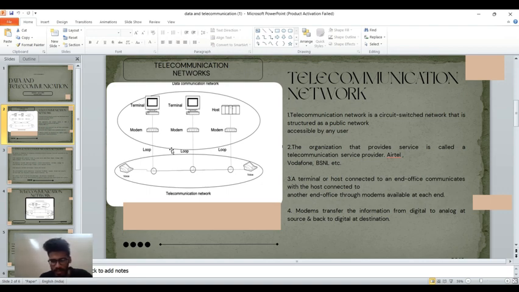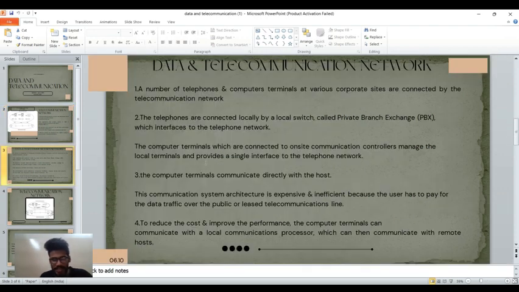Then a terminal or a host connected to an end office communicates with a host connected to another end office. These are basically connected through a modem available at each end. What modems do is transfer the information from digital to analog at the source and back to digital at the destination. So, coming to the next slide, we have the data and telecommunication network.